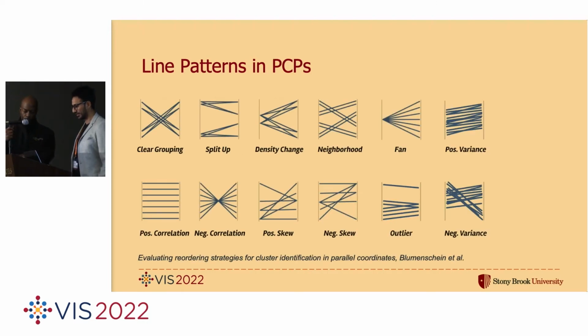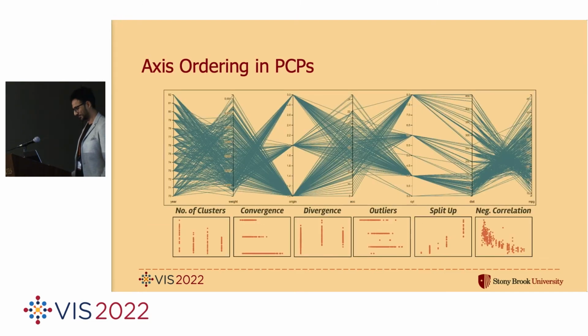Now, different line patterns in parallel coordinates show different pieces of information from the data set. So this is an example of 12 types of line patterns and the corresponding data properties they represent in parallel coordinates. Understanding this is very important because if we can control different line patterns and how they're displayed in parallel coordinates, we can control the story that is being shown through a particular axis in our visualization.